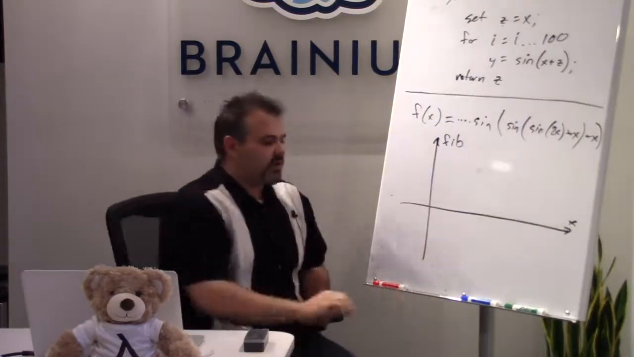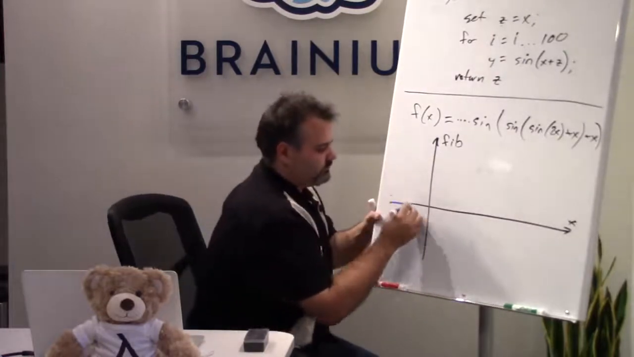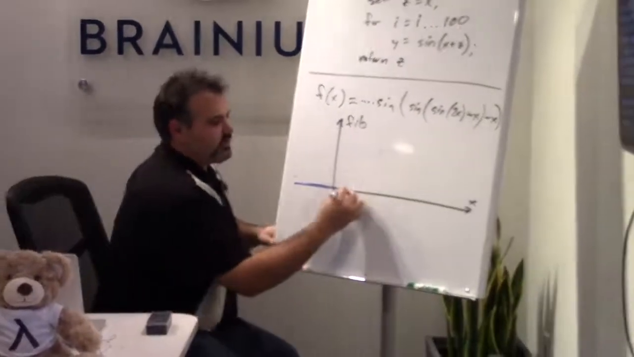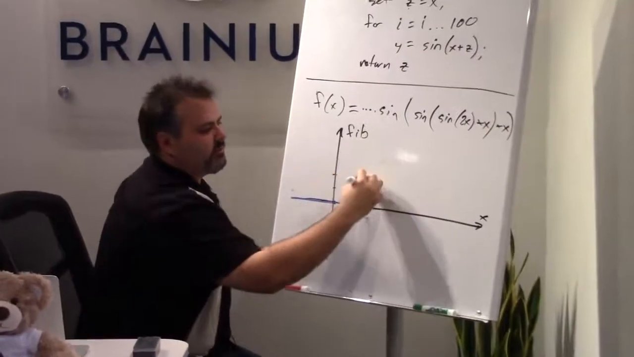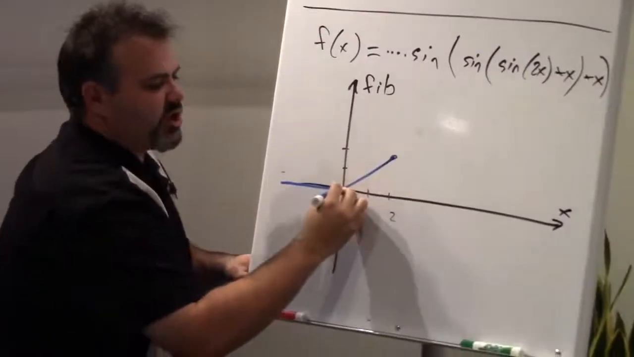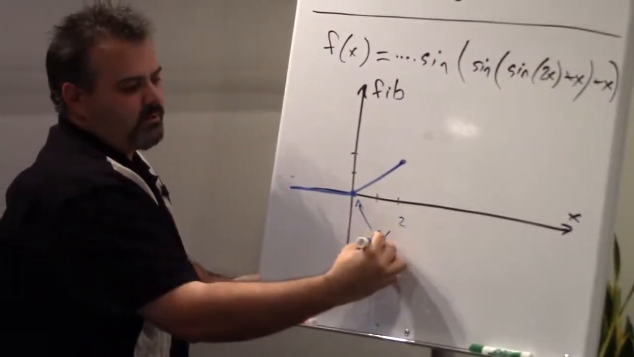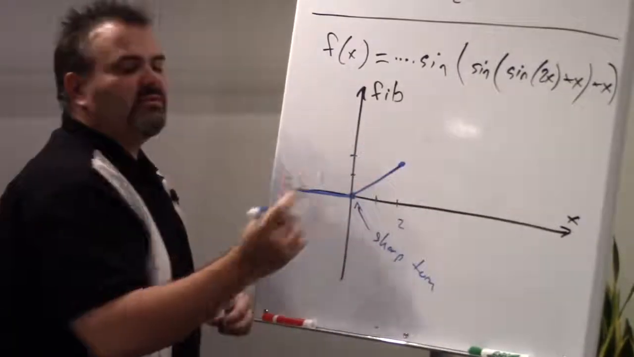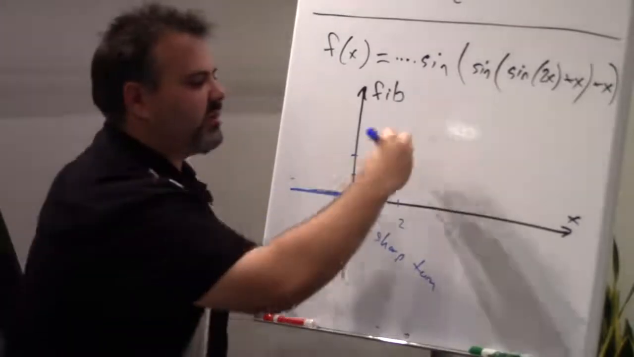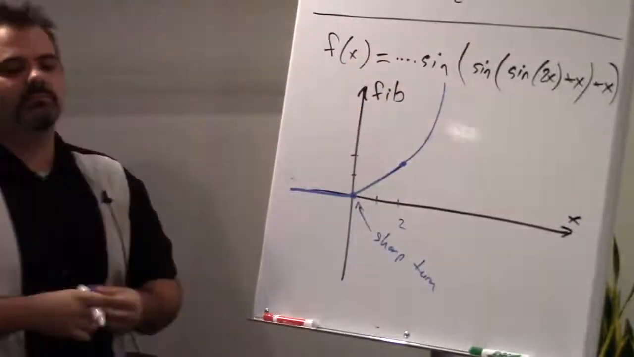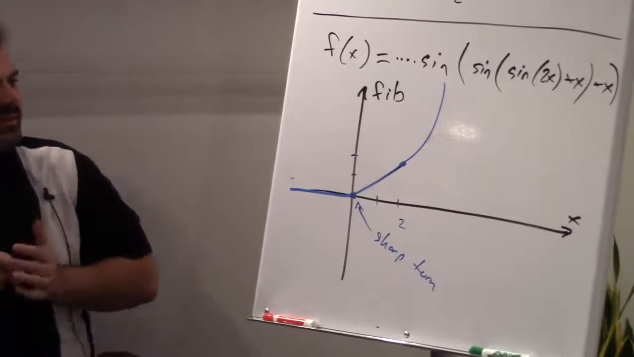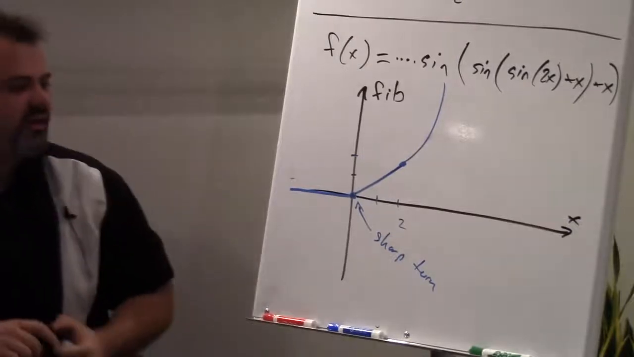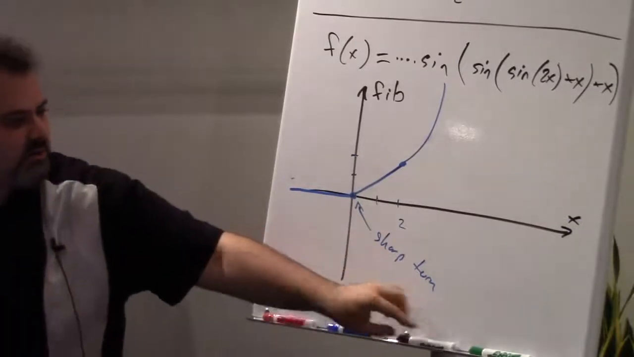Below 0, it's just 0. From 0 to 2 is x. So it's a sharp turn right here. And then after that, it's basically kind of an exponential function. It's like a curve like that. Okay? This is like, if you tried to graph an exponential curve on an Atari.